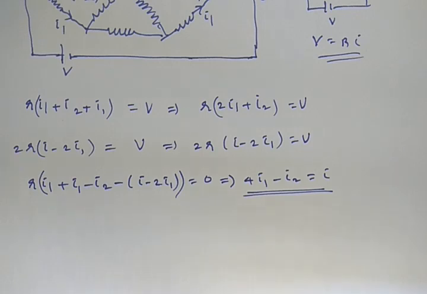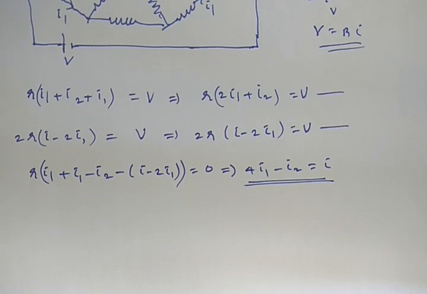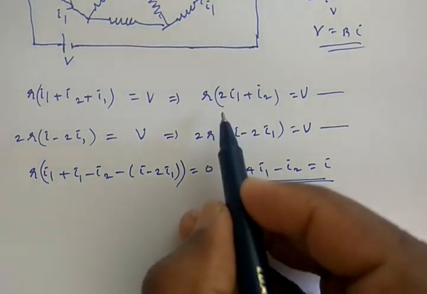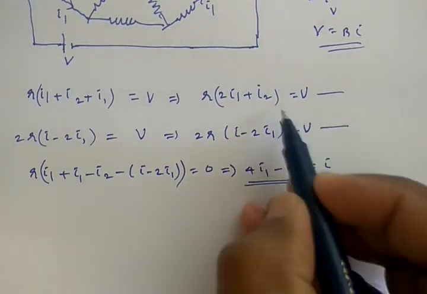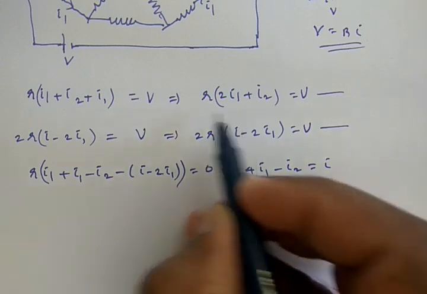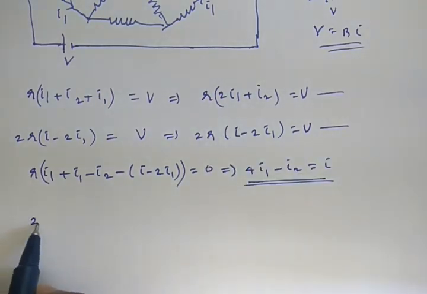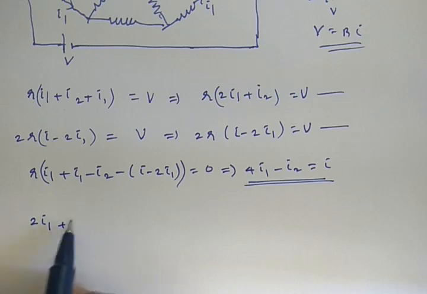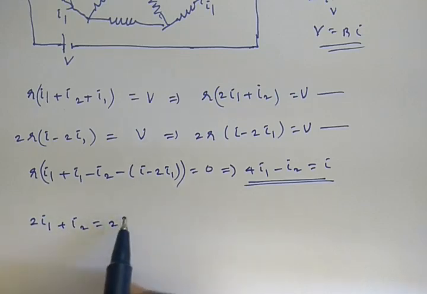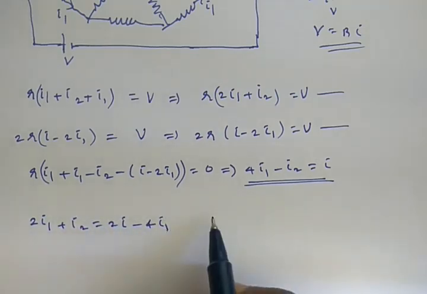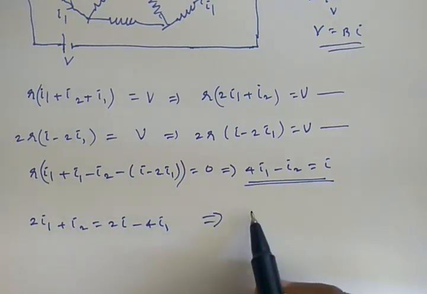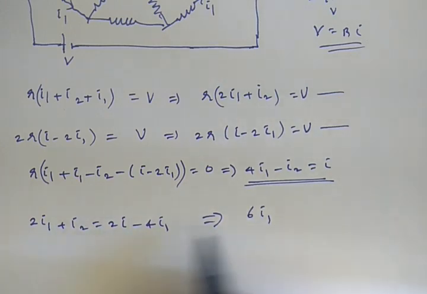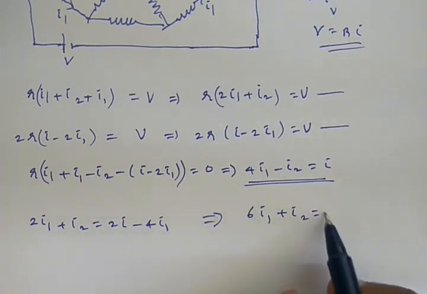This is one equation, and you can equate these two equations. Let us equate those two equations. Once you equate those two, if I equate these two, V can be cancelled and R can be cancelled. You get 2I1 plus I2 equals 2I minus 4I1. So that implies 6I1 plus I2 equals 2I.